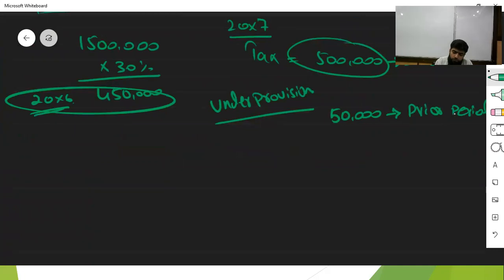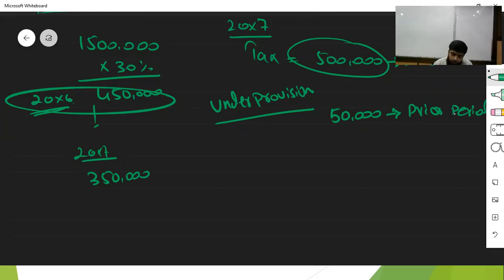For example, in 20x6, we calculated a tax of 4,50,000. But in 20x7, the government reviewed your assessment and identified the actual tax should have been 3,50,000. Again, it's not the tax for the current year. It's a review of the assessment in 20x7, and the tax authorities have identified that you calculated a tax of 4,50,000, but the tax should have been 3,50,000. It means you have recorded an extra tax expense of 100,000.